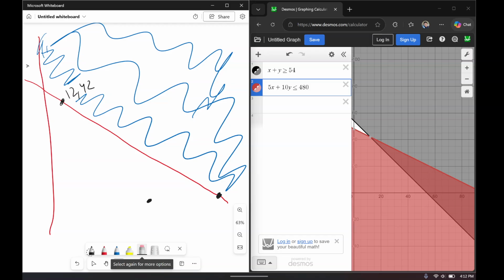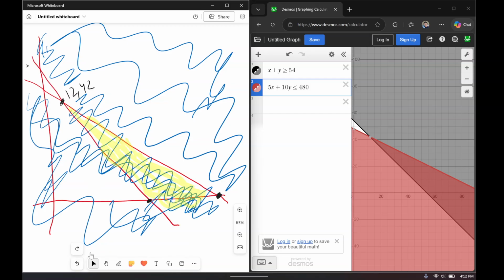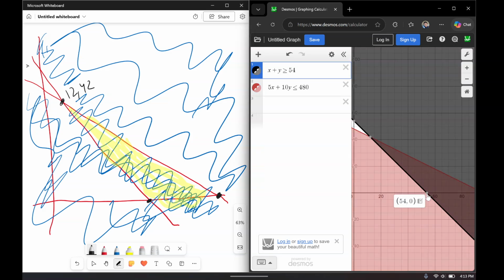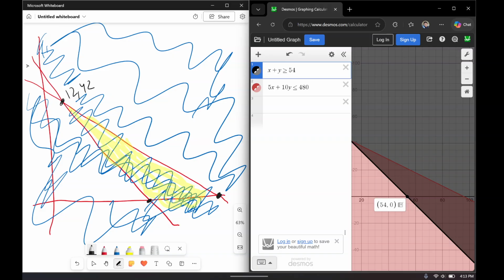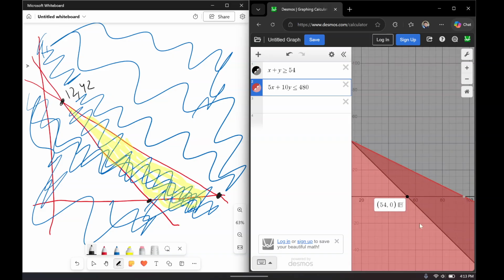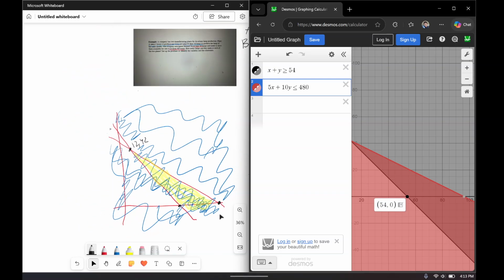Okay, yeah, it's kind of like that triangle right there. So that's kind of like the answer. I don't know how you're gonna put that into an answer format, but you can find the points of intersection. So this point here, on this graph, is going to be 54, 0. And then 96, 0. So that's gonna be the answer basically. I don't know how you're gonna write that as an answer.